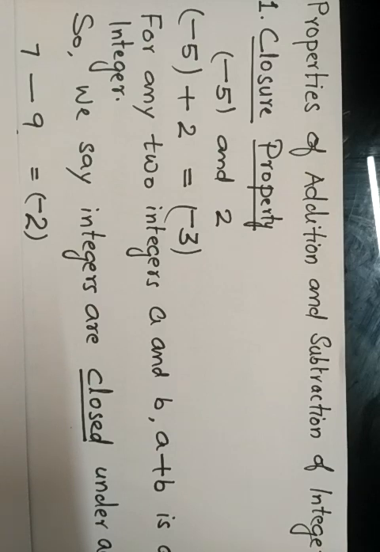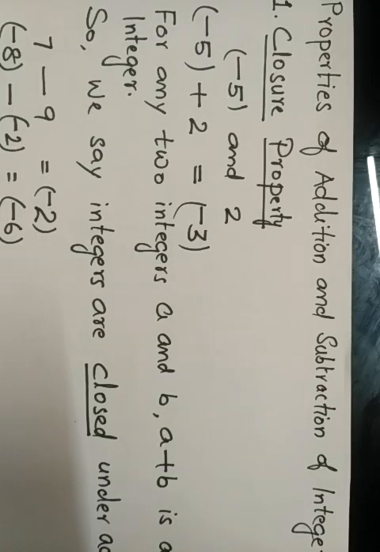Take another example: -8 is an integer, -2 is another integer. If we find the difference, -8 minus -2 is equal to -6. We already studied how to subtract integers, correct? So when we find the difference, it is also an integer. That means for any two integers a and b, a minus b is also an integer. So integers are closed under subtraction. This is the closure property of addition and subtraction.